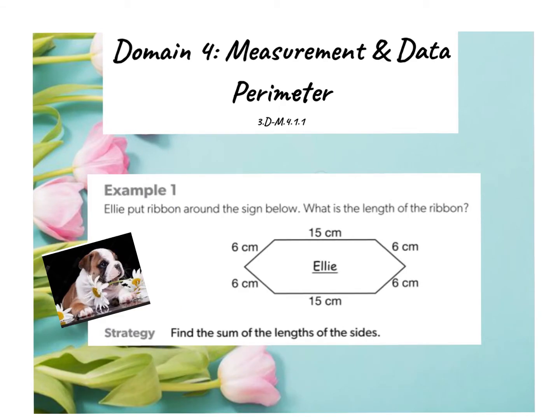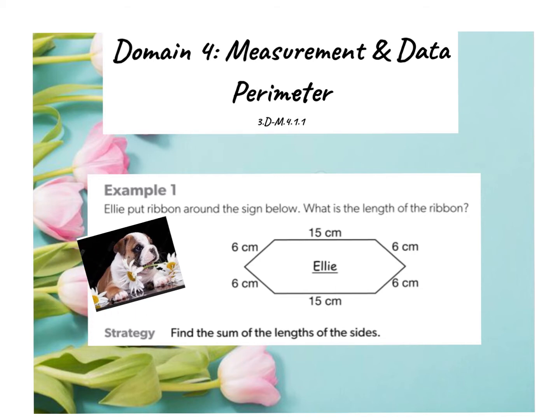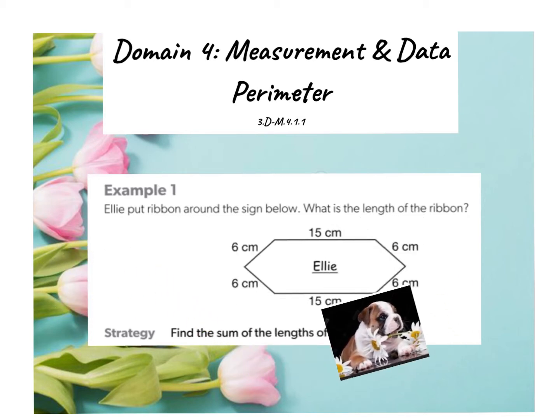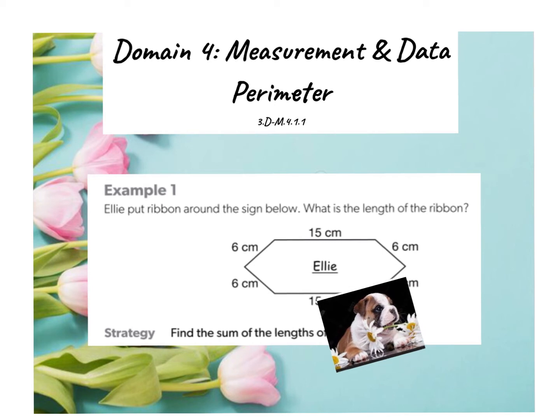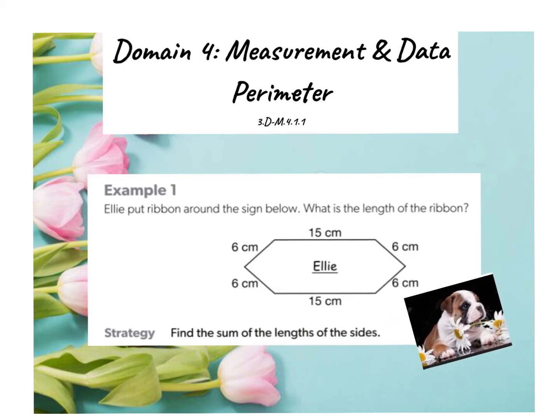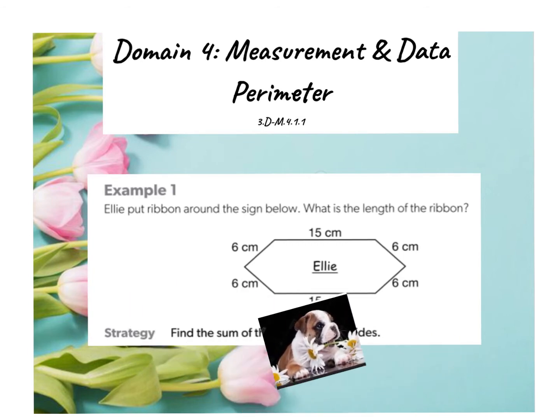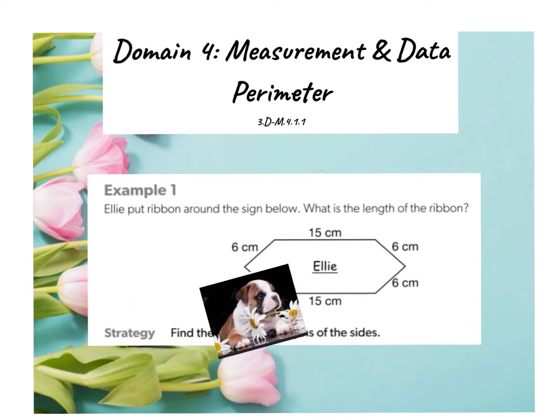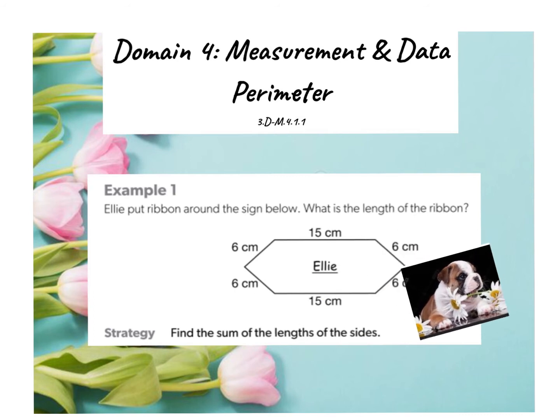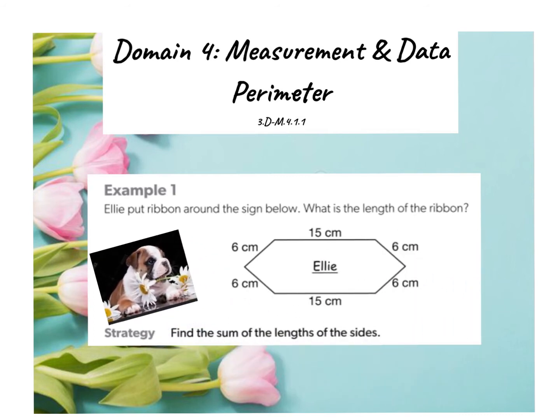Sometimes some of the sides will be the same, and we can take a look at this. Like 15 and 15, we can double that, and we know that that's 30, and 6 and 6 and 6 equals 24. So if we add up that 30 and the 24, we have 54 centimeters for this whole perimeter around this hexagon.